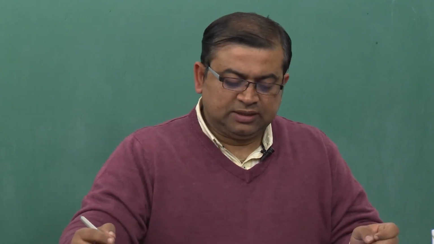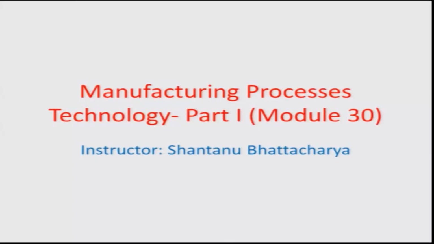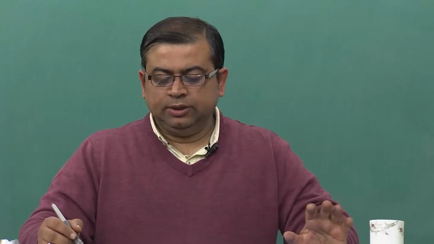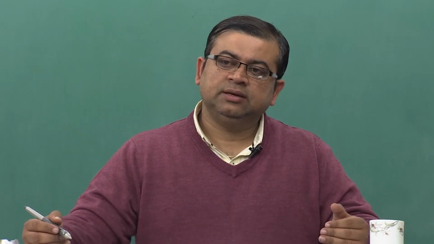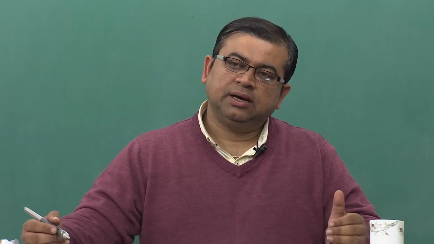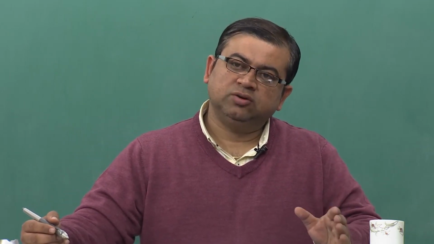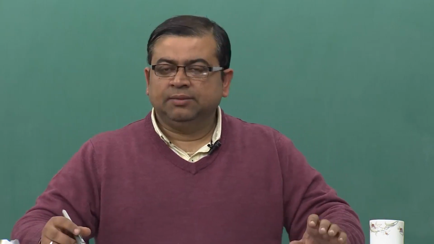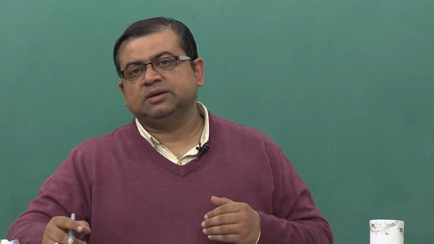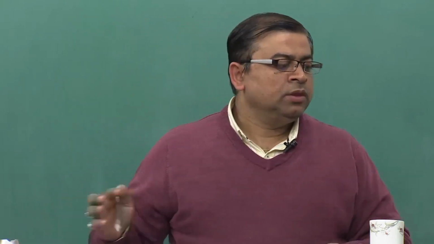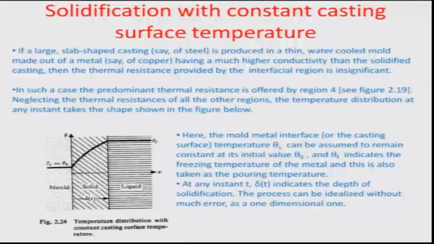Hello and welcome to this manufacturing process technology part 1 module 30. We were talking about two different cases where in one case we had a predominant thermal resistance given by the solidified metal, and in the case previous to that there was a problem related to the wetting of the surface, because of which there was a thin film which offered the interfacial thermal resistance which was predominant in nature.